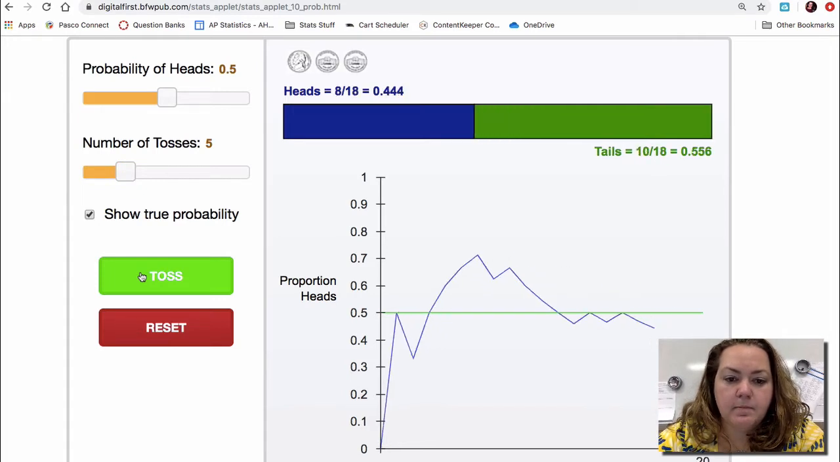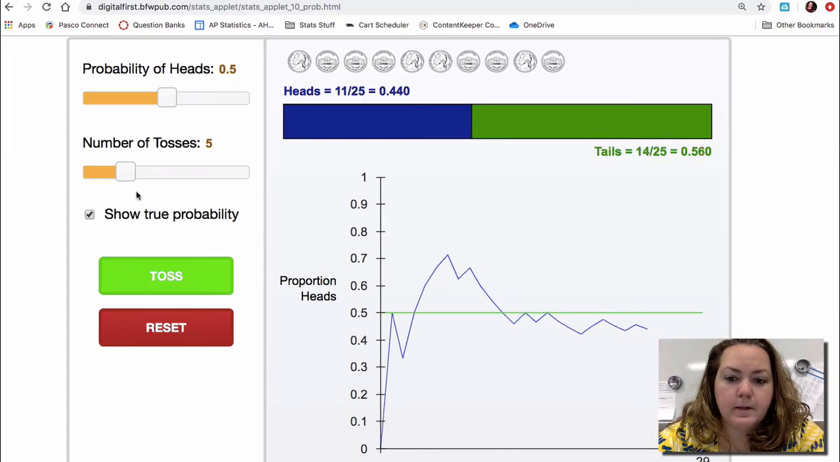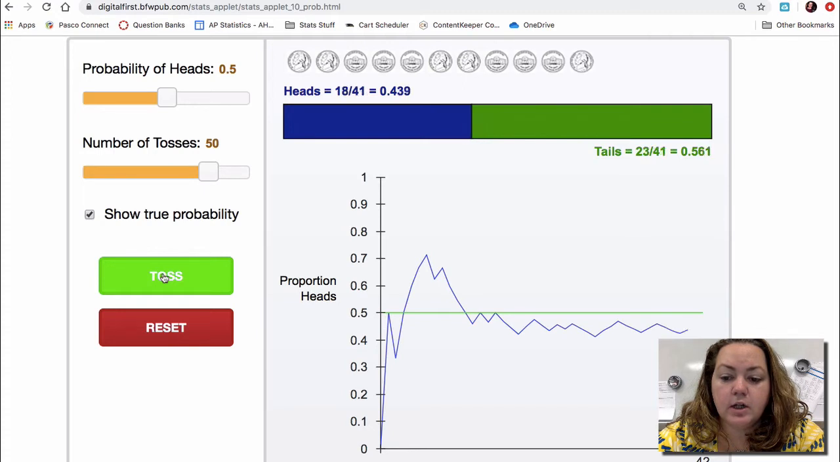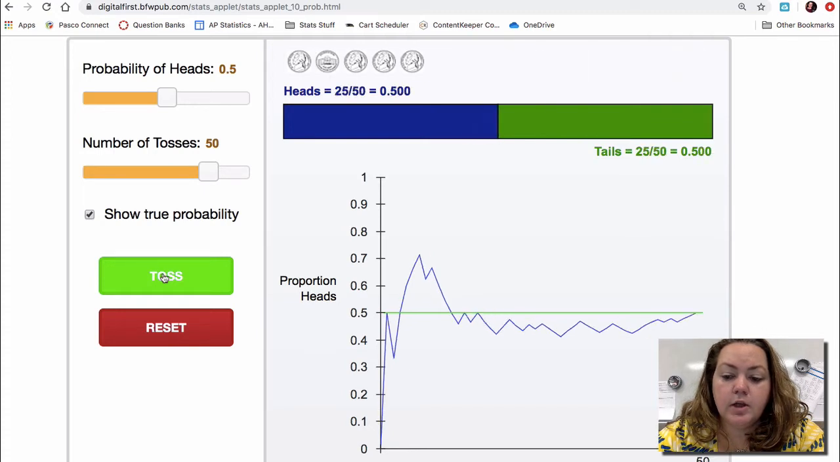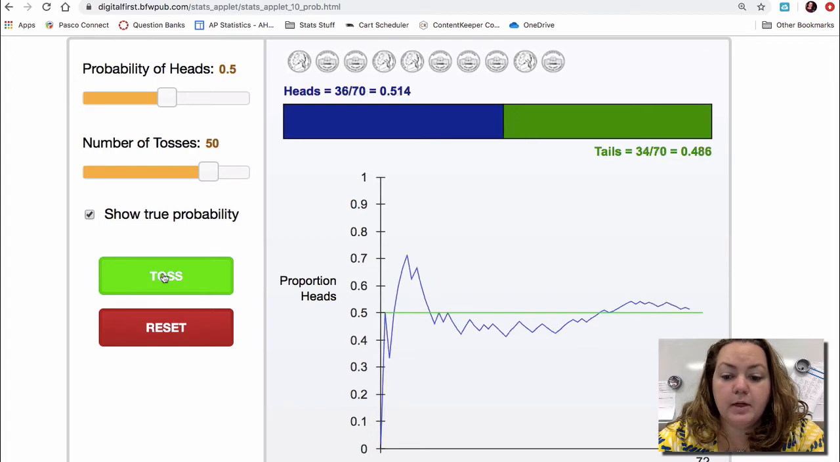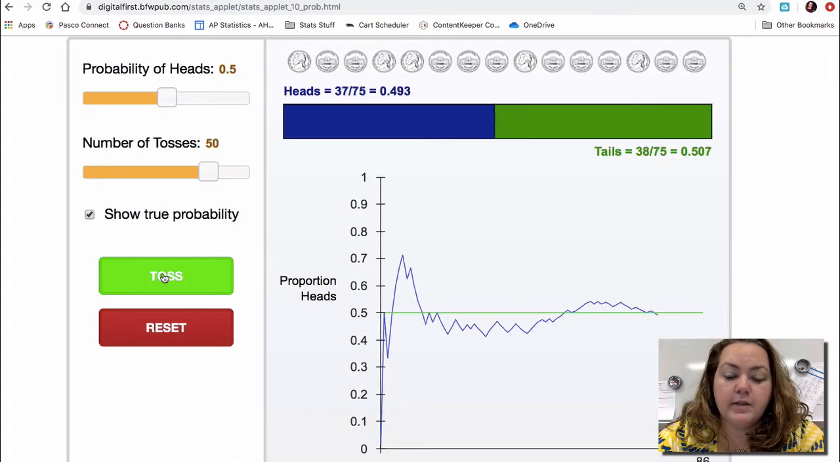Okay, so each time I'm going to let it run, do 5. This time let's do 50. Okay, so as this increases, it should be getting closer and closer to the true proportion or the true probability. So see how far off it was at the beginning, and now it's getting really close to that line. Okay, so this is just doing a simulation. So we could actually flip the coin and record how many heads, how many tails we got, but we'll just let the computer do it for us.